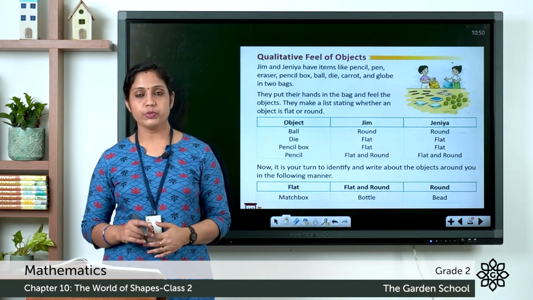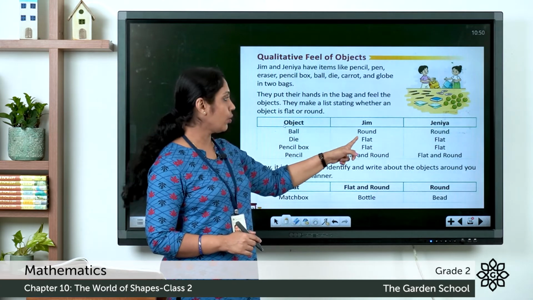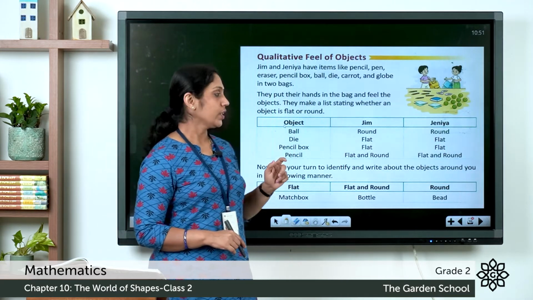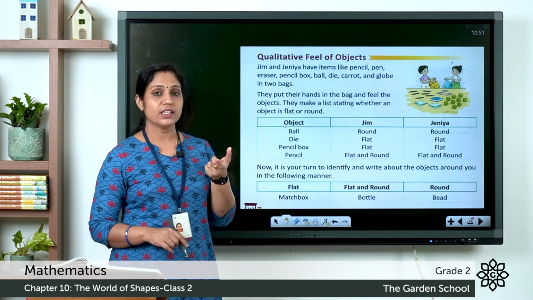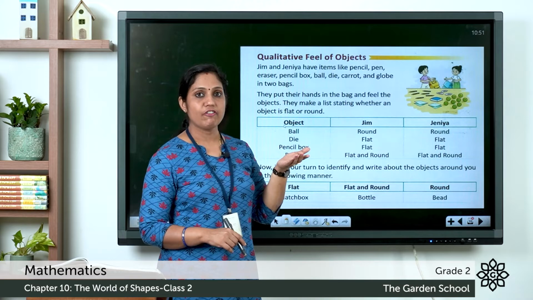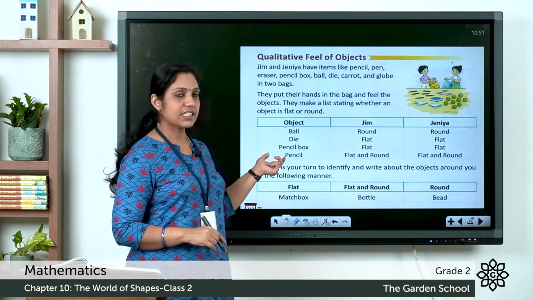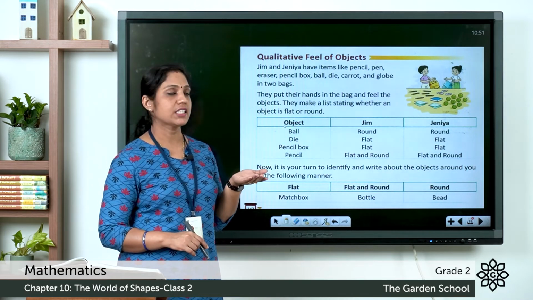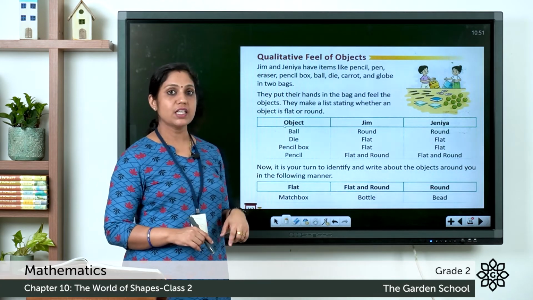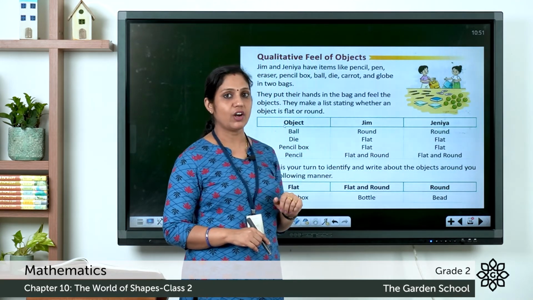So they have to find out whether the object that they are having is flat or round. So look here, the object ball. It's written Jim has found that the object ball is round and Genia also has found that it is round. The next is die. Die is a thing that you use for playing snake and ladder, etc. So the die, they have written that it is flat. Genia also has written it as flat. What about pencil box? Pencil box is also having a flat surface. So Jim and Genia have written it flat. Pencil. Pencil is flat and round and Genia has also written it as flat and round.